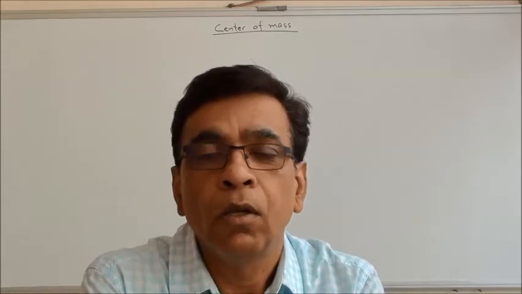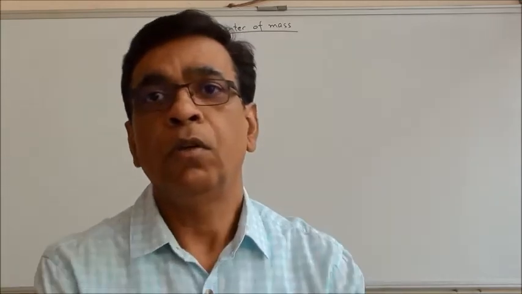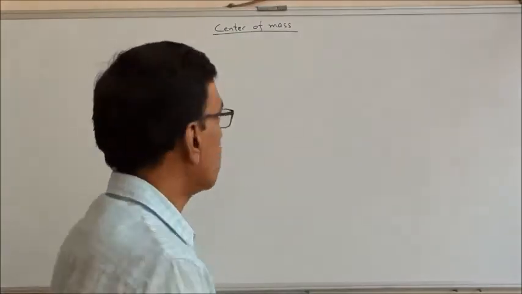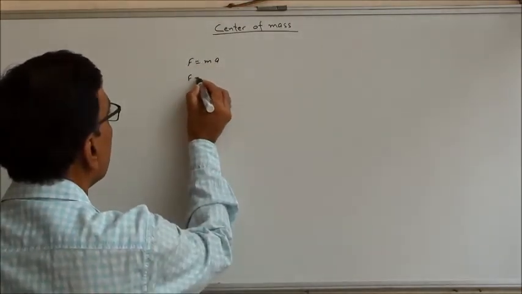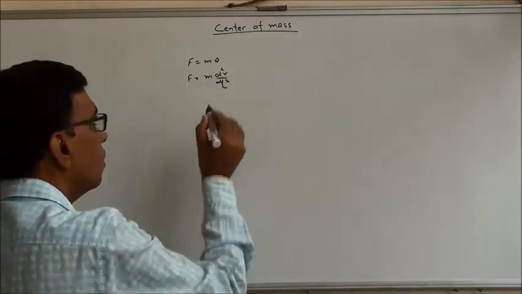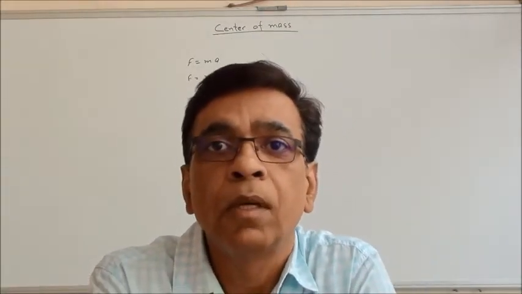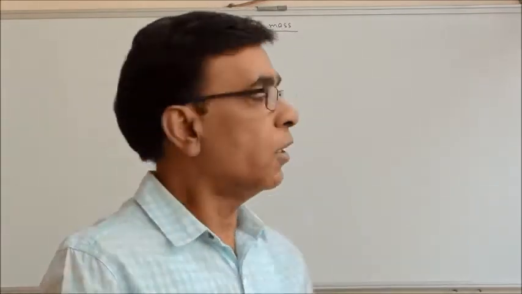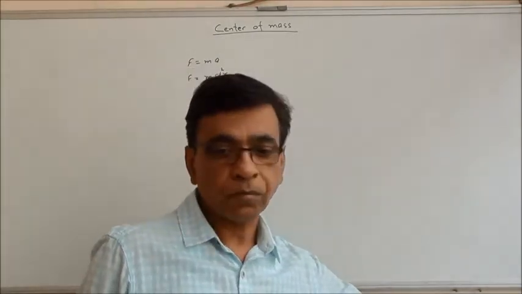Everyone. So far we have done Newton's laws and the way they can be applied to point masses. So F is equal to ma, or F is equal to m d2r by dt2. We did this for a point mass. If it has a mass m and a position vector r, then its acceleration will be d2r by dt2, and this is how the second law can be written.